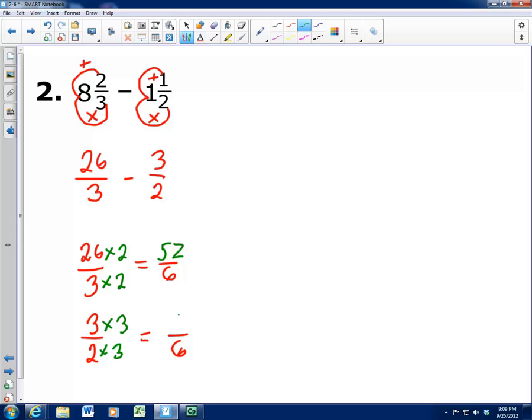3 times 3 is 9. Now, I can go ahead and work that problem using my new numbers. So instead of 8 2/3, I'm going to use 52 over 6. So I'm going to have 52 over 6. And I'm going to subtract 9 over 6.